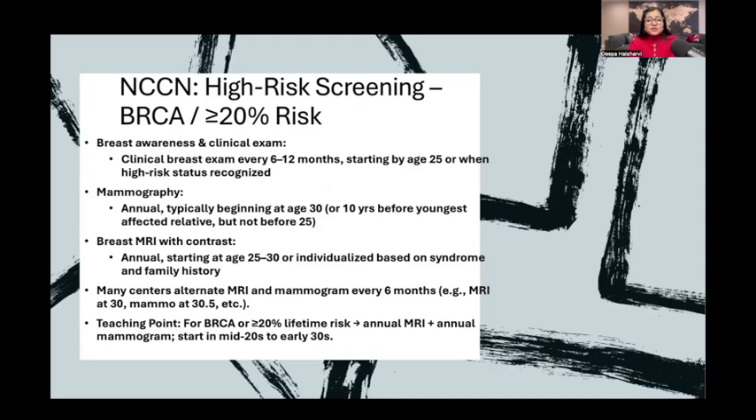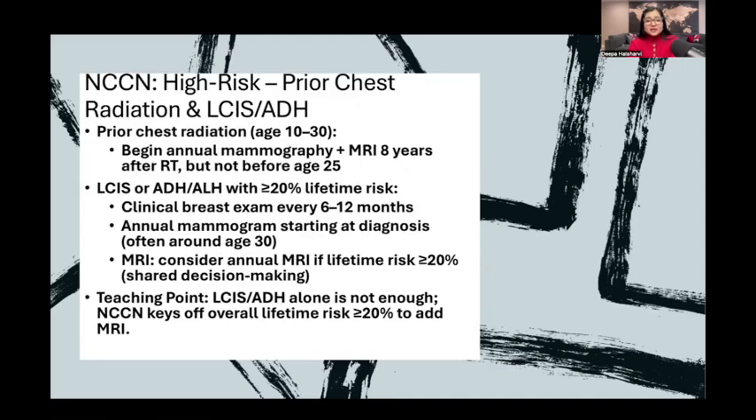And how do you know the high-risk calculators? There's Tyrer-Cuzick and Gail, the two common ones that we use. NCCN considers high risk: prior chest wall radiation, LCIS, ADH. If someone has had LCIS or ADH, they're not automatically high risk. You need to calculate the risk.